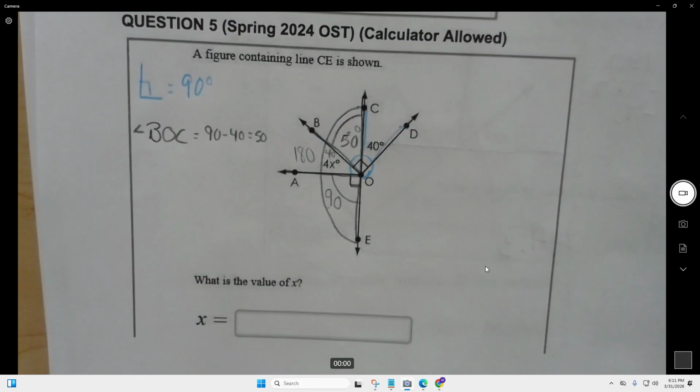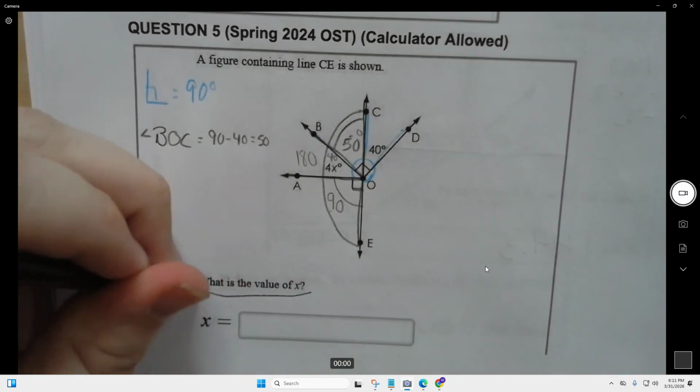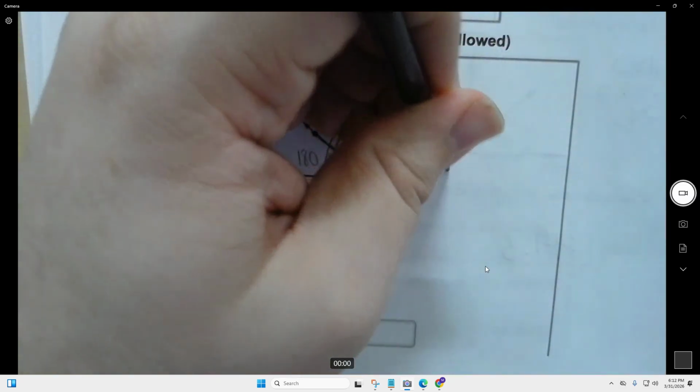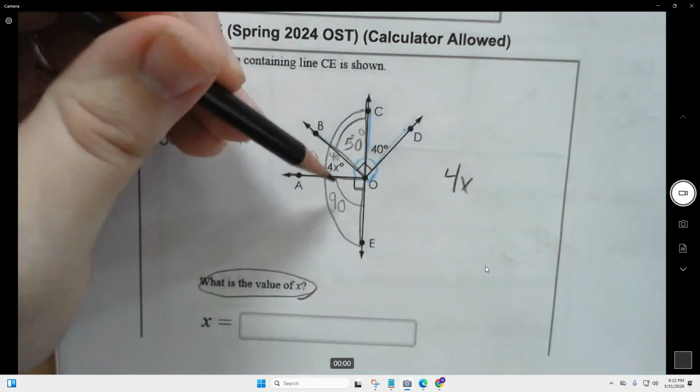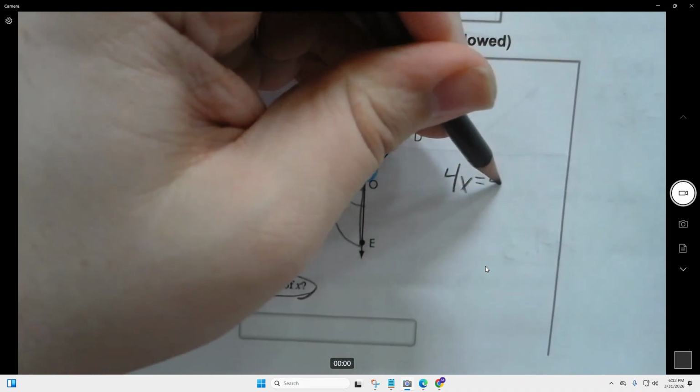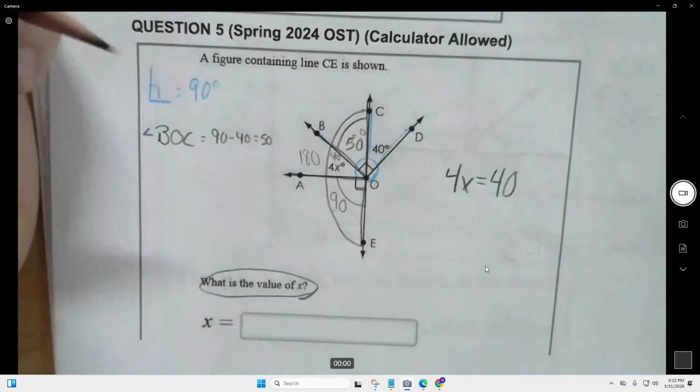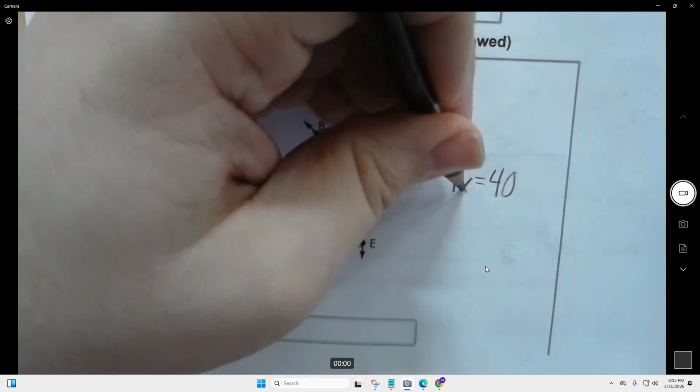But that's not what the question's asking. The question is asking what is the value of x. So for x, which is the measure of this angle, equals 40 degrees, which is also the measure of this angle, then we have to solve for x.